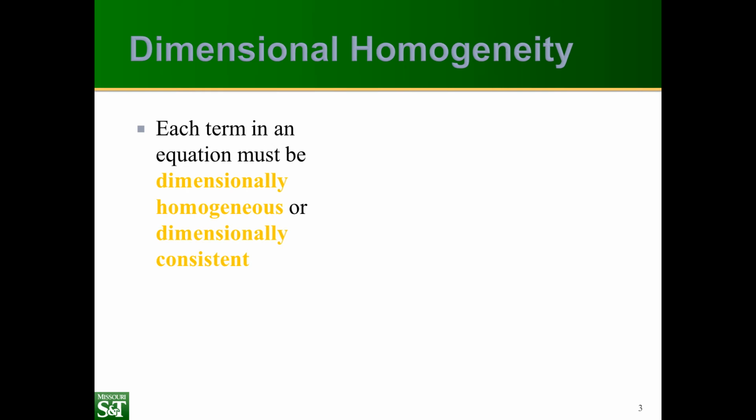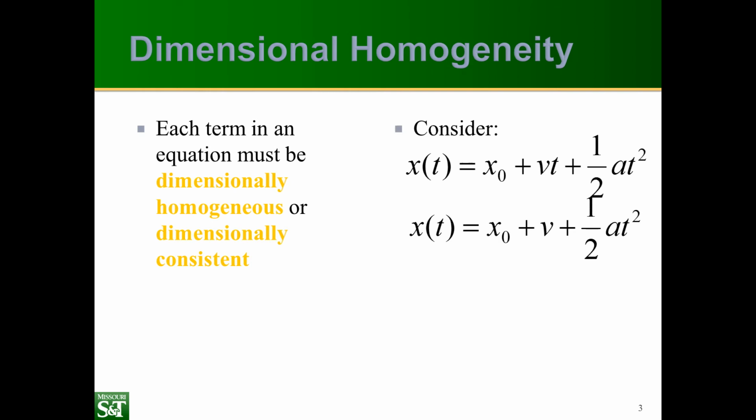When we talk about dimensions and units, we have to make sure all equations are dimensionally consistent. Dimensional consistency means that every term in the equation has the same dimensions. So you can only add length with length or velocity with velocity. You can't add length plus velocity.